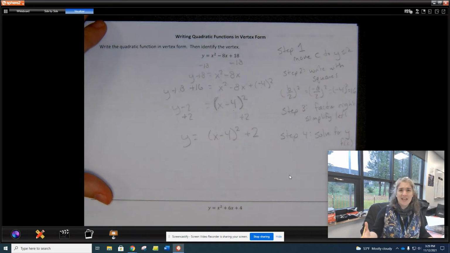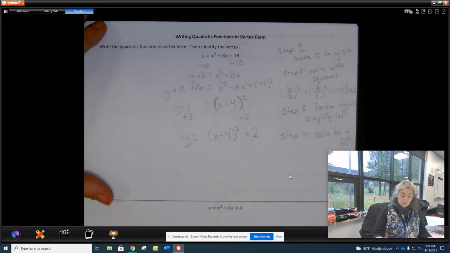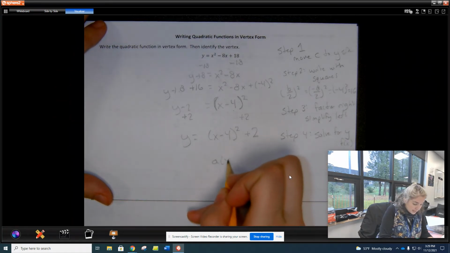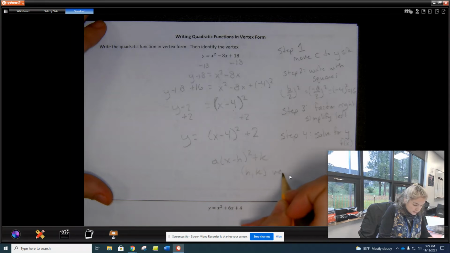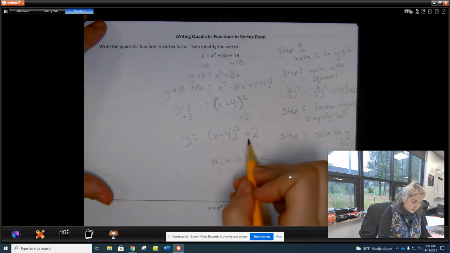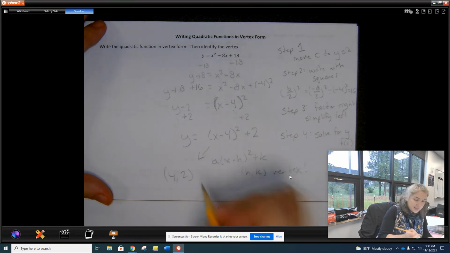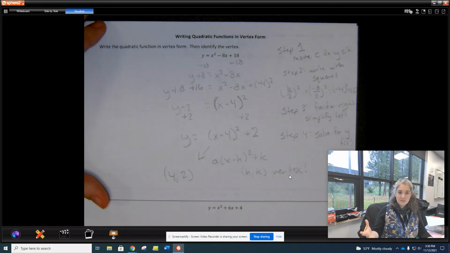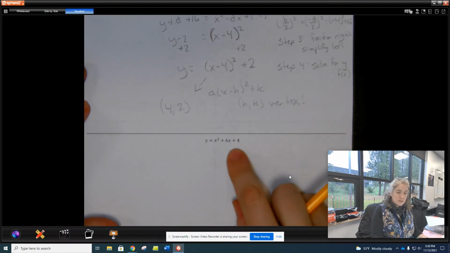Well, why is that good? Why do I like it like that? We like it like this because that's vertex form, right? Vertex form is a times x minus h squared plus k, where (h, k) is your vertex. We love that. So if I'm looking here, what's my vertex? Well, my vertex would be (4, 2). That's the vertex. Isn't that great? It's so easy. All right, I want you guys to try this one down here next.